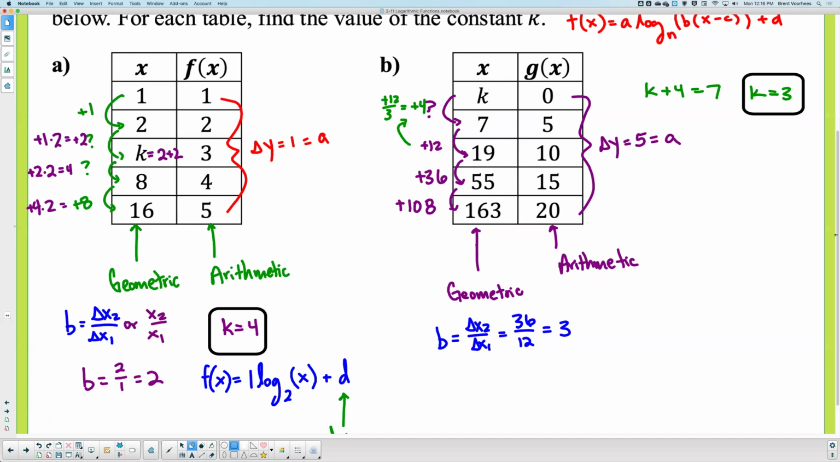If you wanted to write the equation, here's what we know so far. You would say that g of x would equal, what's my a value? 5 log. That's my a value, 5. What was my base? 3. This one, the value's been shifted. If this k is a 3, this should not have been a 3. It needed to be a 1.